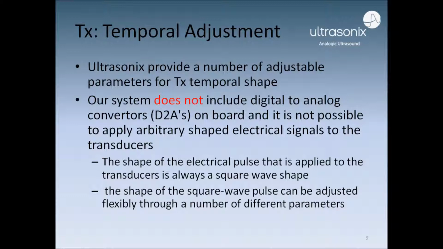Note that the actual shape of the mechanical wave will be more of a sinusoidal shape. This is because ultrasound transducers have a limited bandwidth, and when they convert electrical energy into mechanical energy, they act as a bandpass filter. Therefore, the sharp edges of the electrical pulse we apply to the transducer will inevitably be smoothed out, and a more or less sinusoidal mechanical wave will be transmitted inside the tissue. This is the main reason why we never bother to use more sophisticated hardware such as digital to analog converters for transmit.